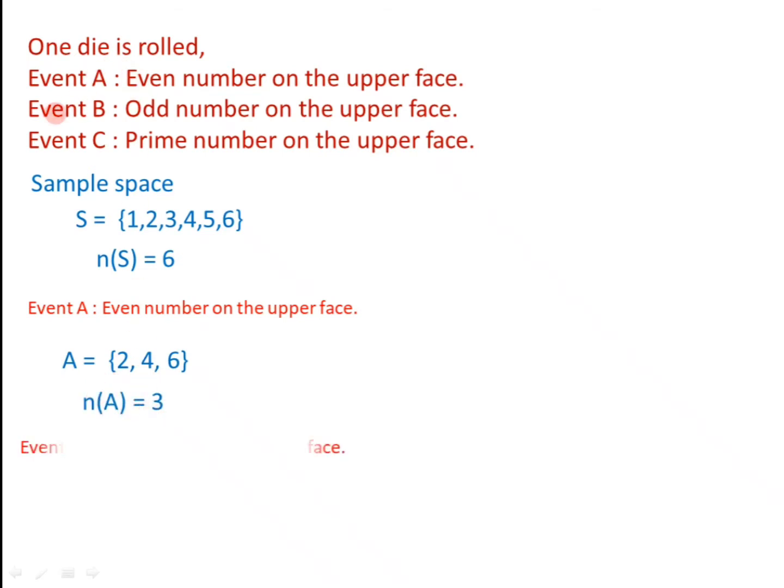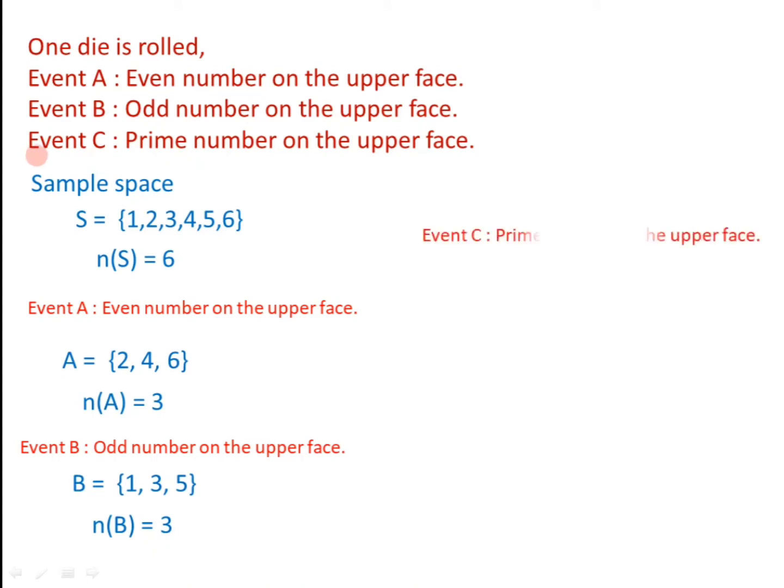Now let us consider the second event, odd number on the upper face. Now if we observe this sample space, we have numbers from 1 to 6. We have to find out odd numbers from these. So the first odd number is 1, then 3 and 5. So B is equal to, in curly brackets, 1, 3, 5. These are the 3 elements we can get. That's why n of B is equal to 3.